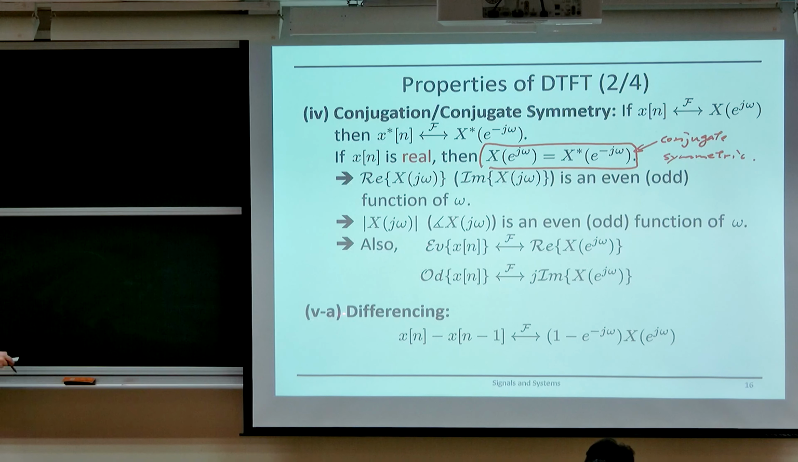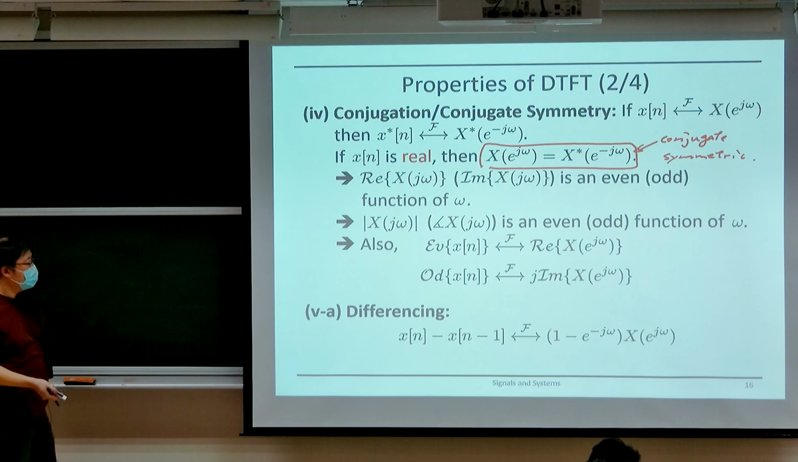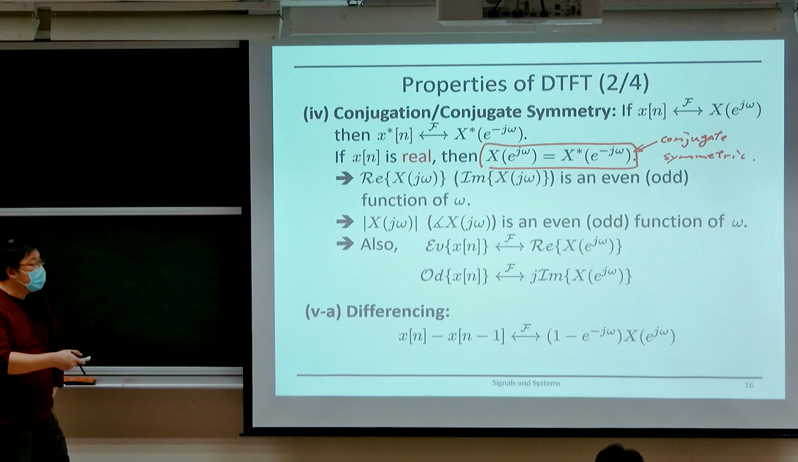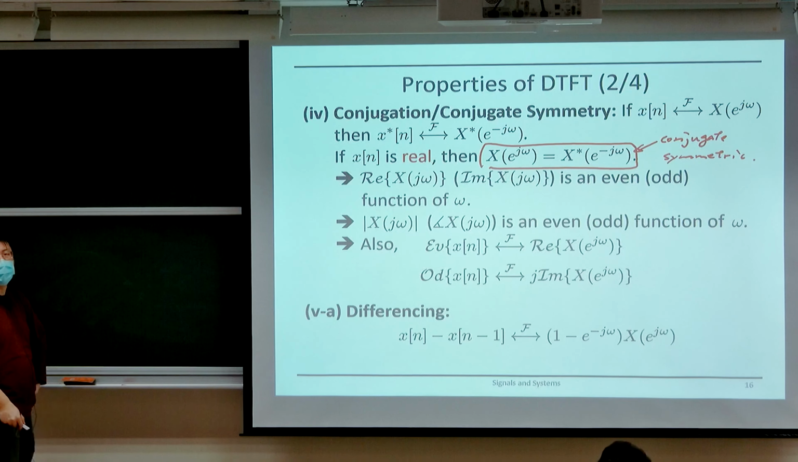And then this differencing is analogous to differentiation. Okay. So this is actually quite straightforward, right? Differencing in the time domain is x[n] minus x[n-1]. So x[n] has a Fourier transform that is capital X. x[n-1] is basically a time shift. So it would be the spectrum times a phase shift.